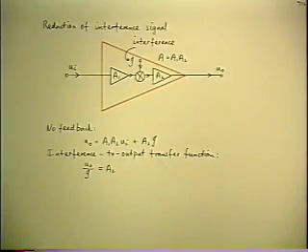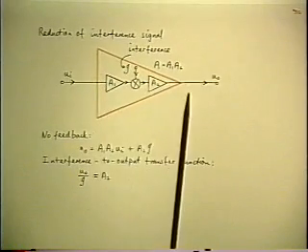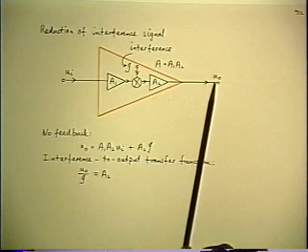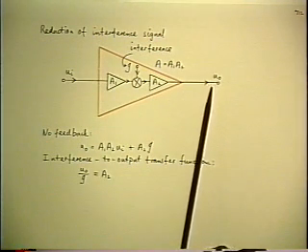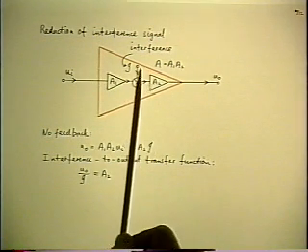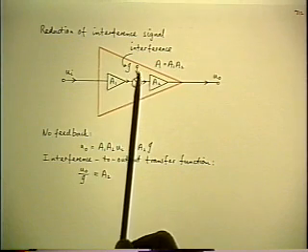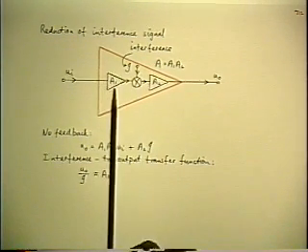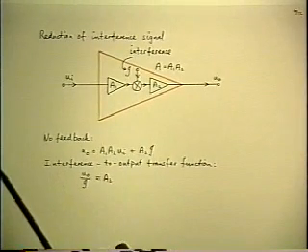Now the next section is to do with one of the other basic properties of feedback, which is reduction of interference signals. So here's our forward amplifier. Input signal UI, output signal UO. And we suppose that there's some interference signal which is introduced partway along the forward path, where I've divided this into two blocks, A1 and A2.